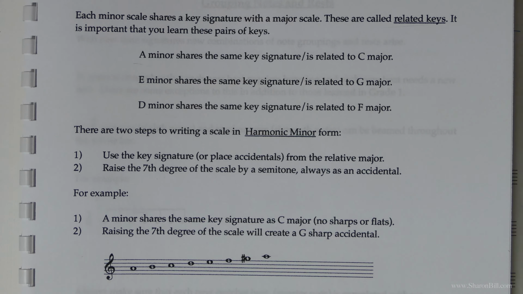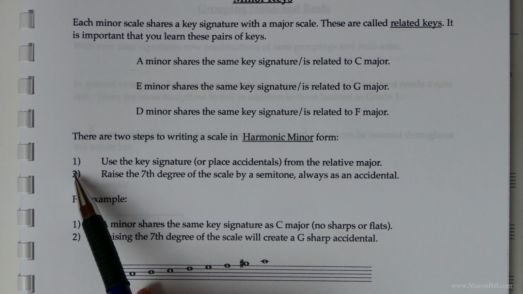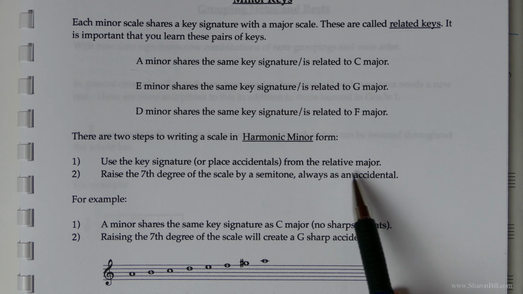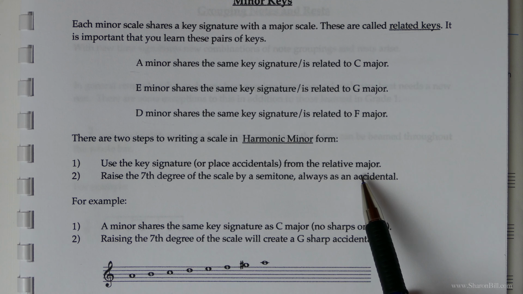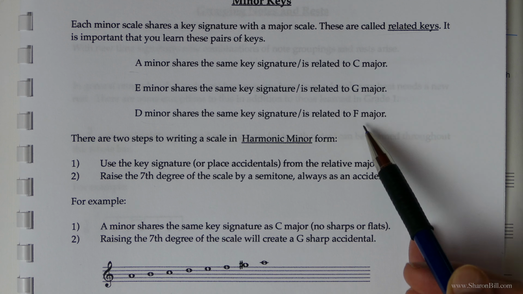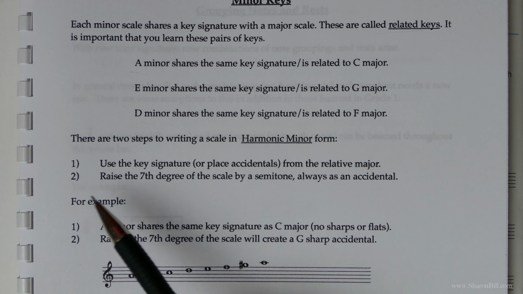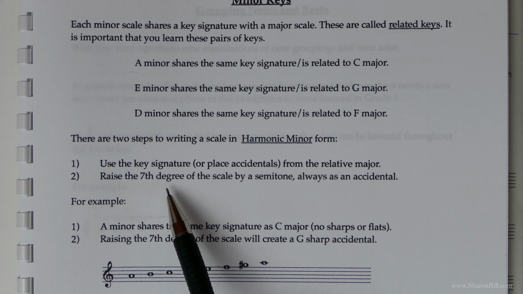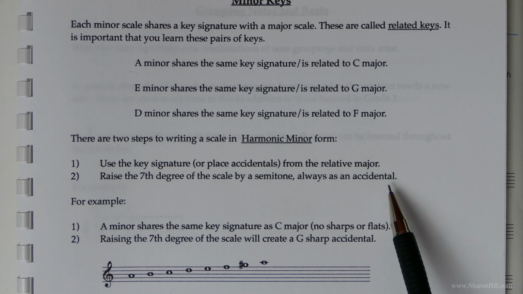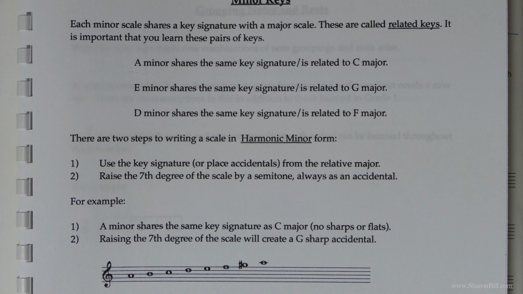There are two steps when we're writing a scale in harmonic minor form. The first step is to use the key signature, or accidentals if that's what the question asks, from the related major key, the relative major key. So you first of all need to apply the key signature of these major key signatures to the paired minor, and then the second step is that we have to raise the 7th degree of the scale by a semitone, always by adding an accidental. So we will have an accidental in each scale on the 7th step of the scale.